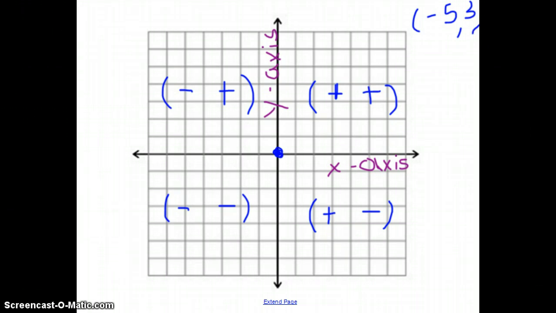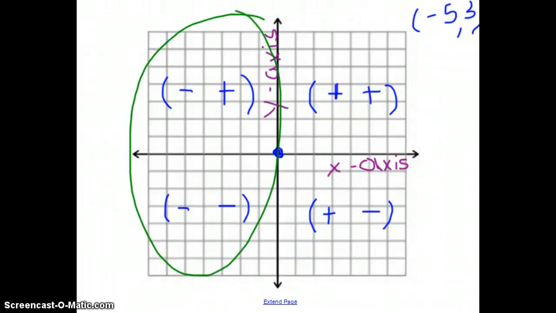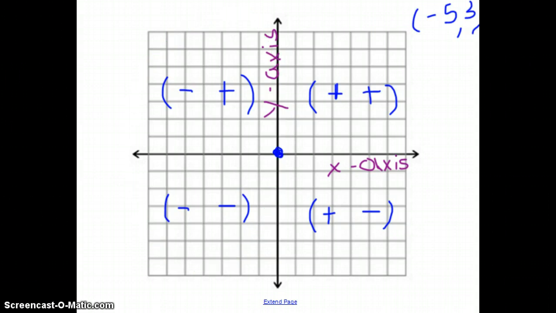So if we start with the negative 5, that is the x value in an ordered pair, and it's negative. So we know we're going to be to the left of 0. So it looks like we're dealing with these 2 quadrants. Negative 5 we know would be over negative 5. So 1, negative 2, negative 3, negative 4, negative 5. So I know that's where I'm going to start.